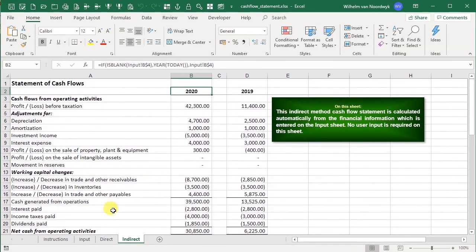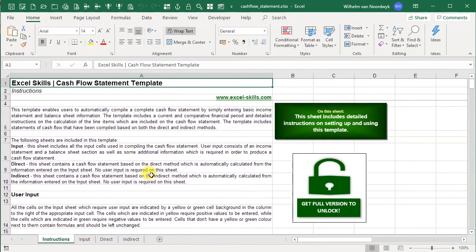And that's it. If you need more information about our cash flow statement, you can go to the detailed instruction sheet where we cover the templates in more detail.